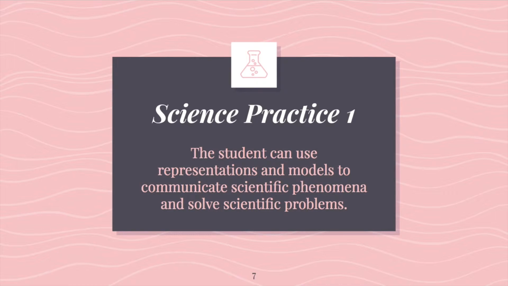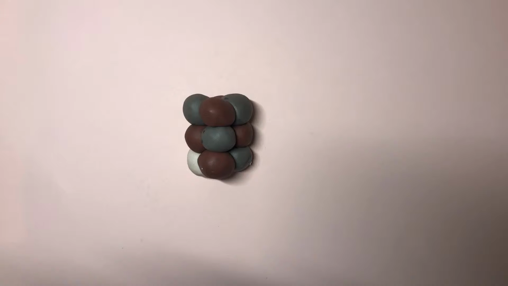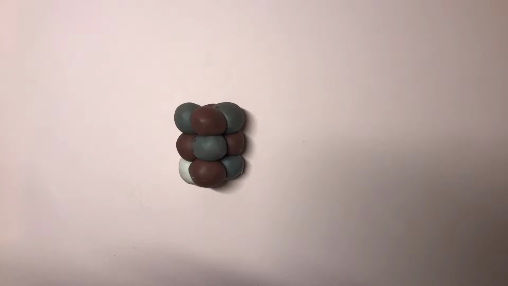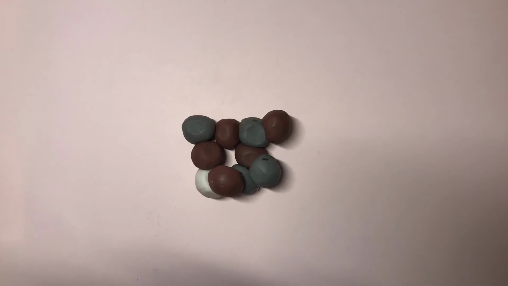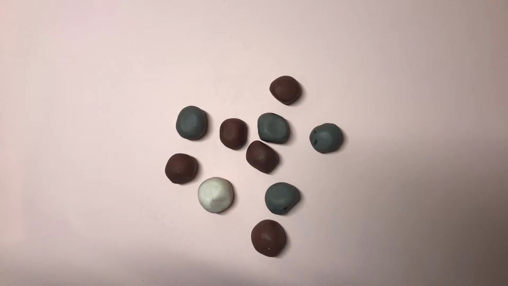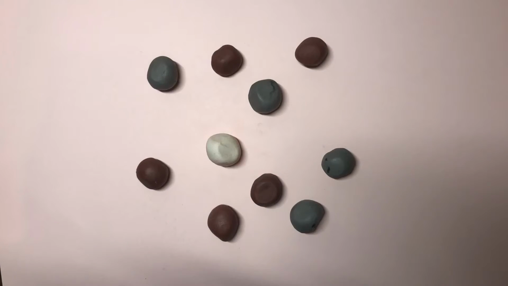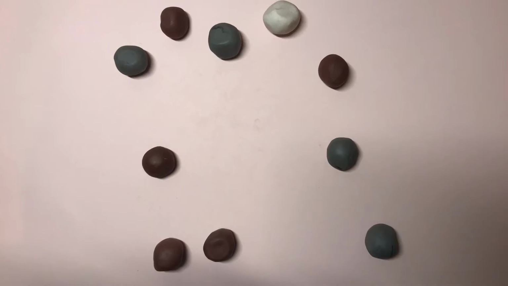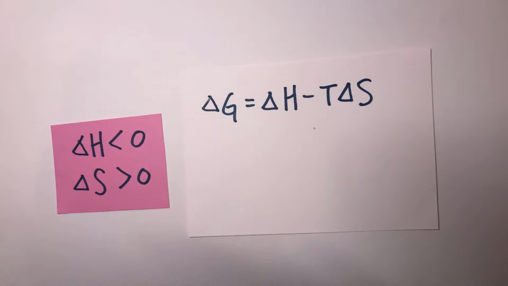We use science practice 1. The student can use representations and models to communicate scientific phenomena and solve scientific problems. As heat is being released, the molecules begin to move and shake around. Eventually, the bonds between the molecules break and molecules become more free, and entropy or disorder increases. Since heat leaves the system, delta H is less than 0 and delta S is greater than 0.